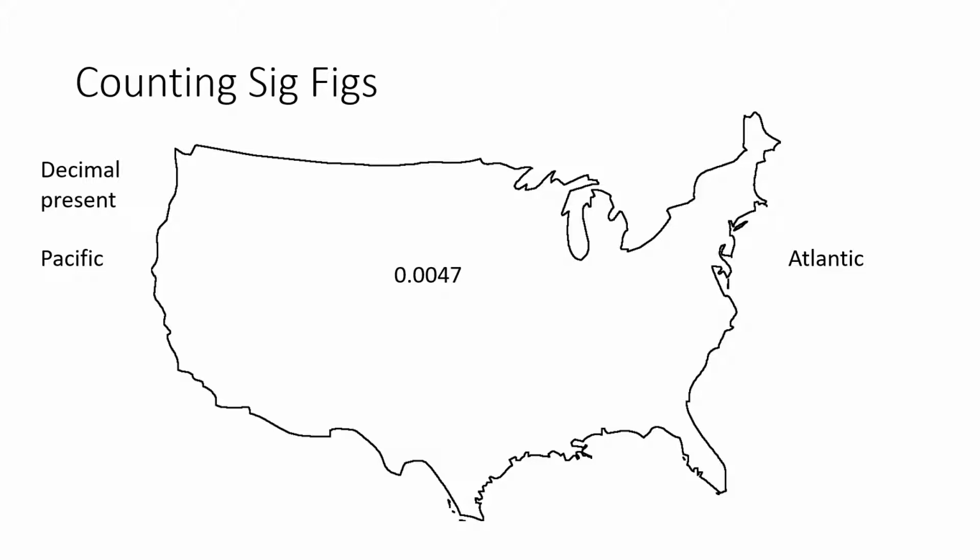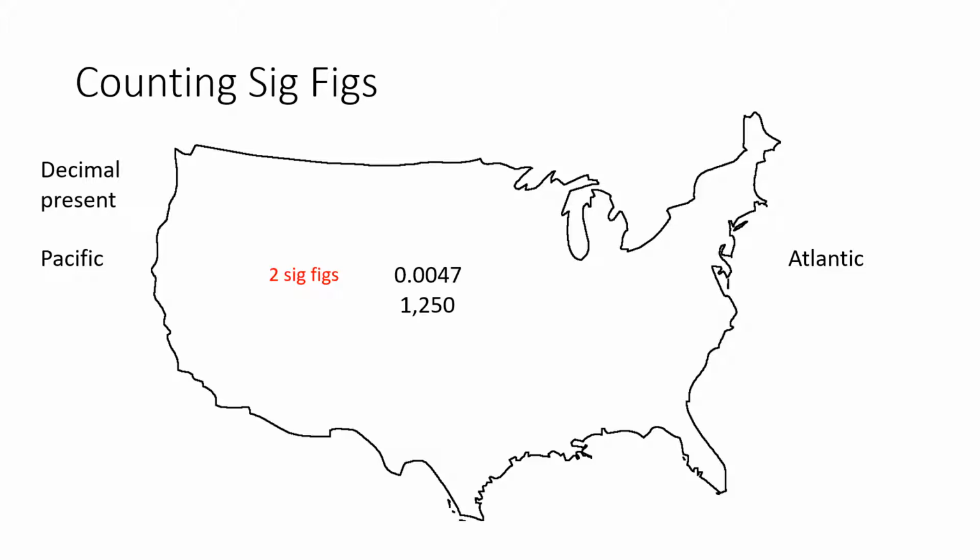That means that we are going to start on the Pacific side of the number, so on the left of the number, and once we hit the first non-zero digit, we count every digit until the end, going from left to right. The first non-zero digit from the left is 4. So if you count the 4 and the 7, this number has 2 sig figs.